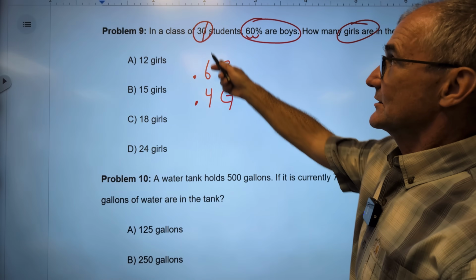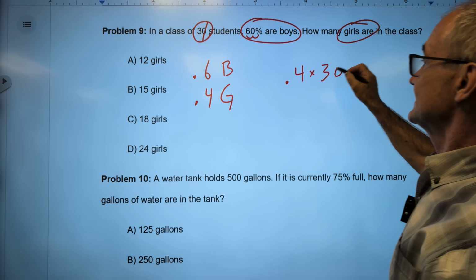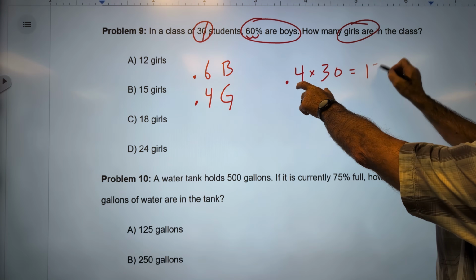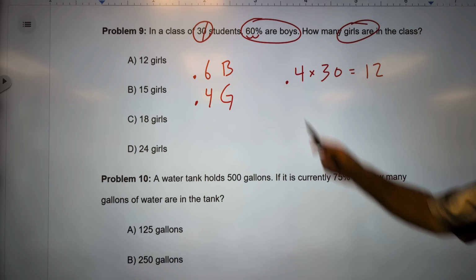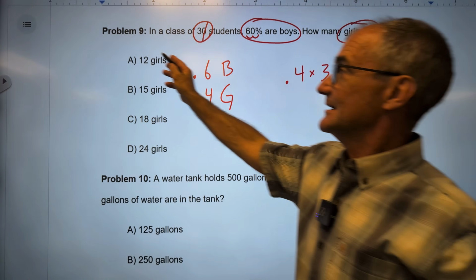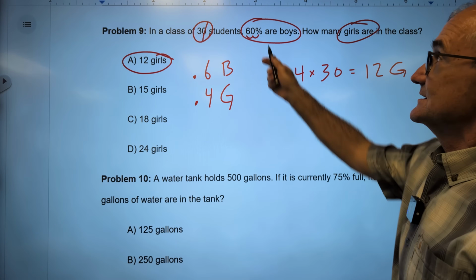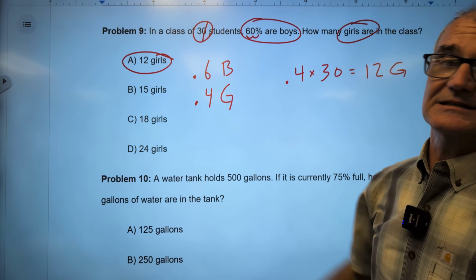So I'm going to take the number of girls, 0.4 times that 30. 4 times 3 is 12. And then I have to add that 0 and then remove that 0 for the decimal place. So you see the correct answer is 12 girls, answer A. But if you just did the 60 times 30, you would get 18. But it's not 18 girls, it's 18 boys.